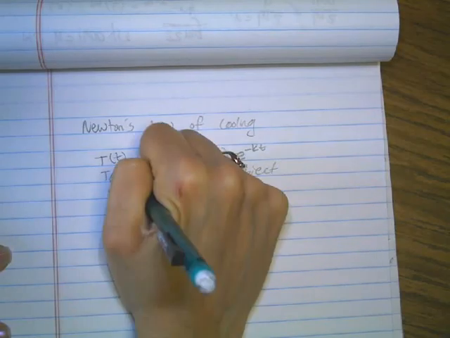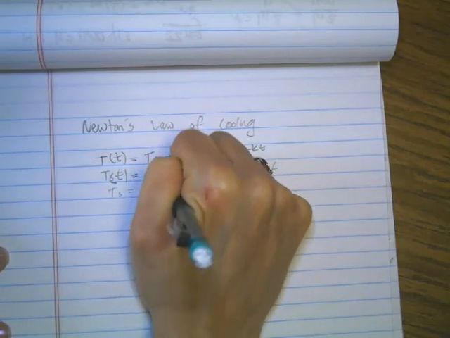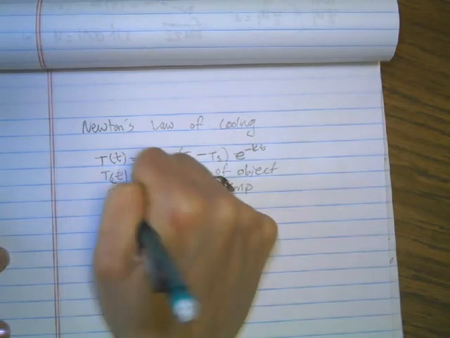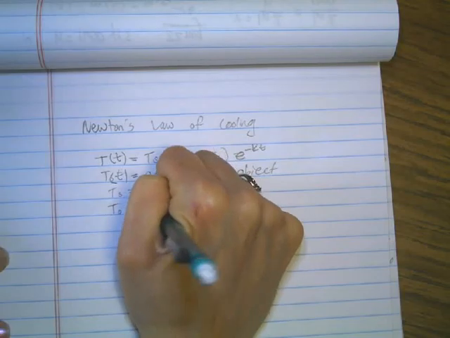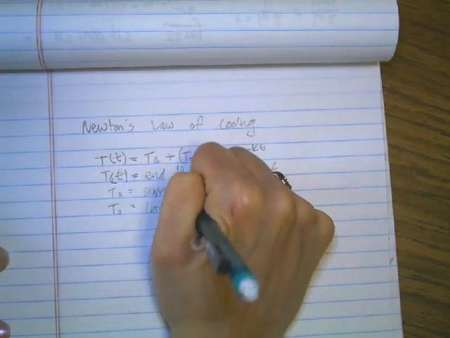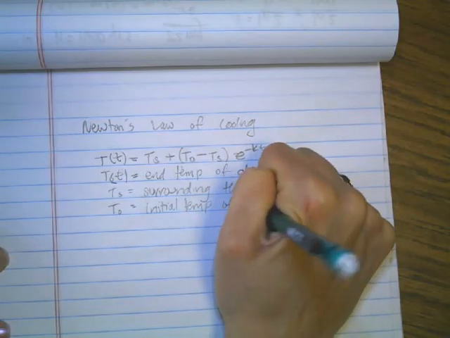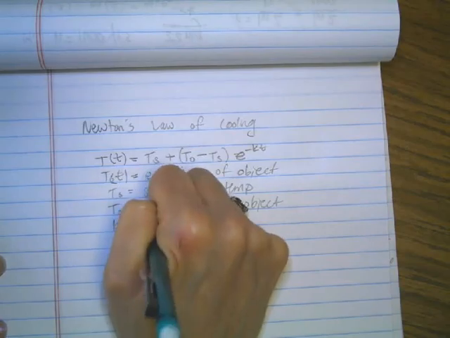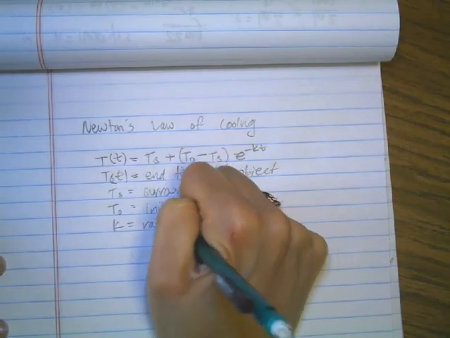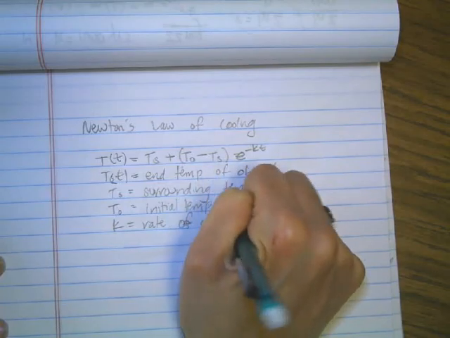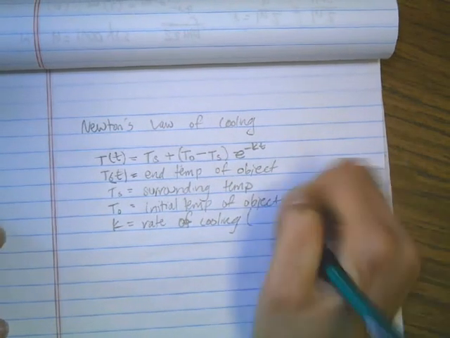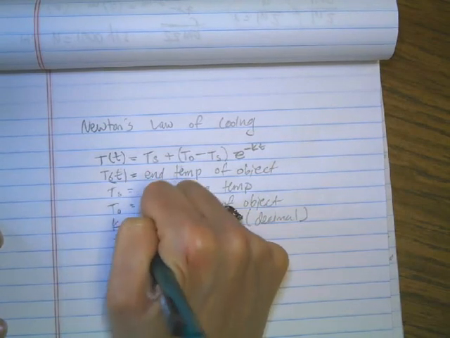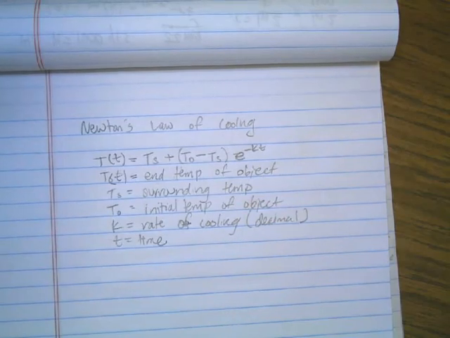Ts is the surrounding temperature, so like room temperature usually. T0 is the initial temperature of the object. e is a number, k is the rate of cooling, and that's done in a decimal format. And t is time. It'll tell you whether it's done in minutes, hours, or whatever it wants.